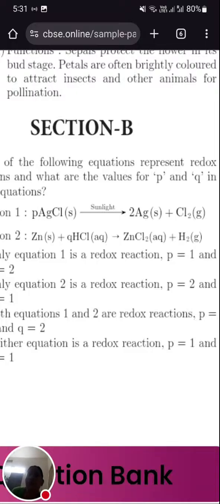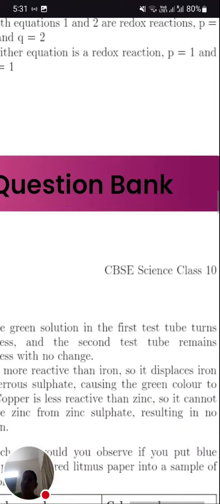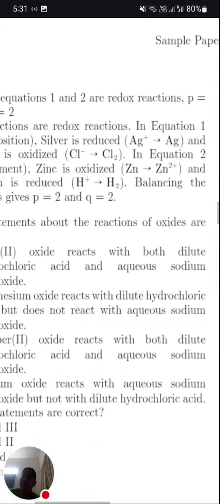And HCl is getting split into hydrogen. So when there is splitting, you say that oxidation is taking place. When there is formation of compound, reduction is taking place. As both are taking place simultaneously, both are redox reactions. Now moving to the next question.